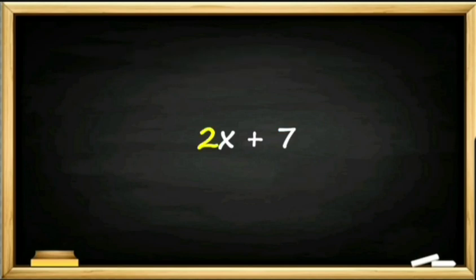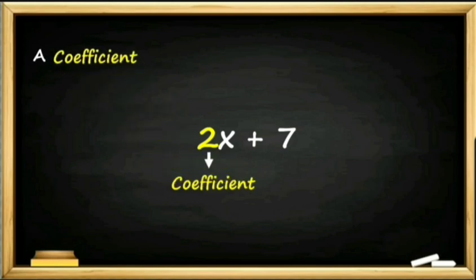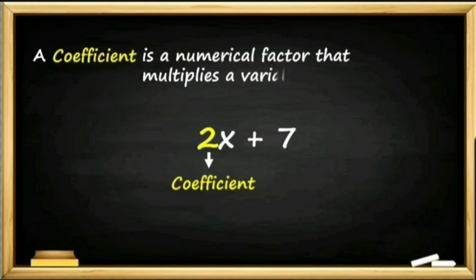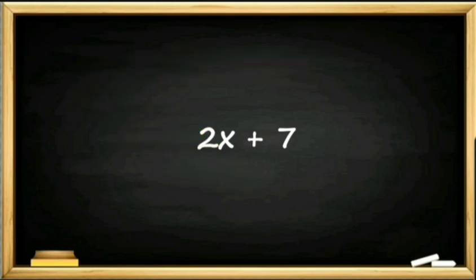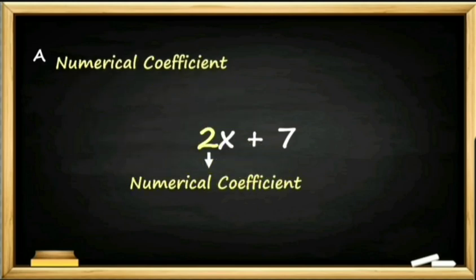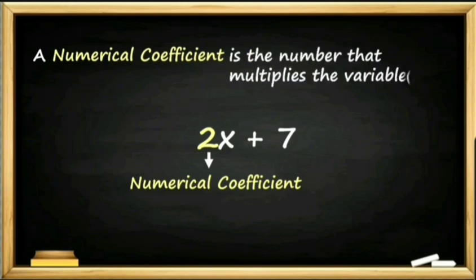And what about the 2 next to x? It's called a coefficient. A coefficient is a numerical factor that multiplies a variable. But we can go even deeper. This 2 is also called the numerical coefficient. It is the number that multiplies a variable or variables.